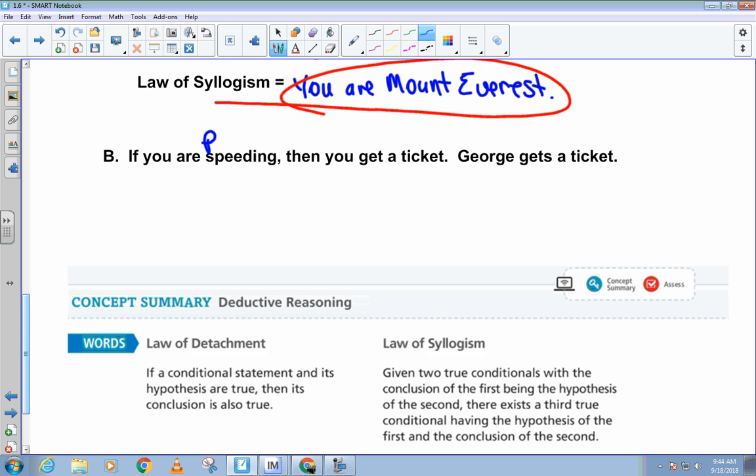This is like if P then Q, right? If you're speeding, then you get a ticket. Well, George gets a ticket. But it doesn't necessarily mean George was speeding. He could be not wearing a seatbelt. He could be running a red light. A lot of different things could happen. Alright? The problem here is this statement references the conclusion, and you can't use the conclusion to prove the hypothesis. So in this case, there would be no valid conclusion.